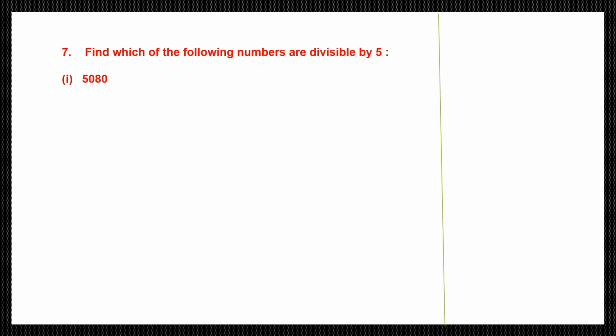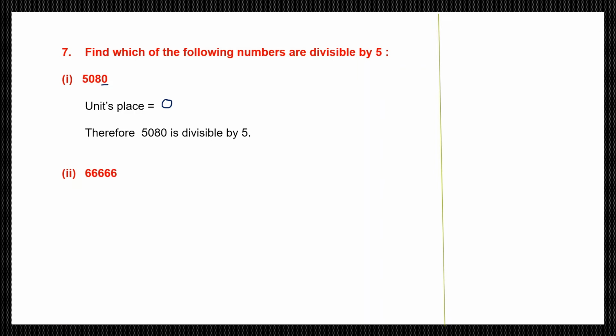Question 7. Find which of the following numbers are divisible by 5. The test for 5 is very easy. The units place should be 0 or 5. Okay. So in the units place we have 0 and 0 is divisible by 5. Therefore, 5080 is also divisible by 5.